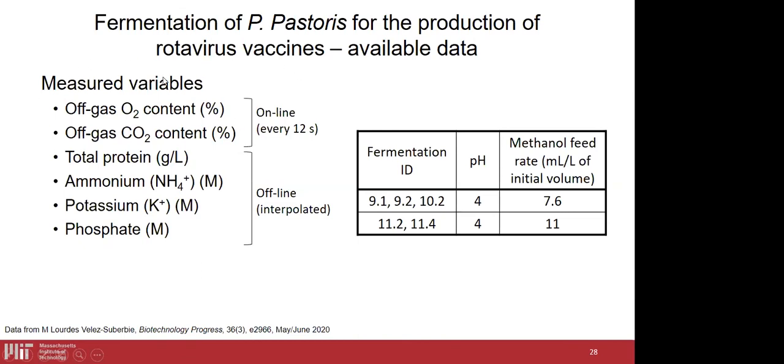So I've tried to formulate that as a classification problem, and I do have those different measured variables. I have the O2 content and the CO2 content, which is just what's coming out of the reactor measured. And I do have the amounts of protein, ammonium, potassium, and phosphate in my reactor. What is happening is that I have online measurements for the off-gas contents, which are measured every 12 seconds. But the concentrations of the different components are measured offline, manually, which means I do have them much less frequently than every 12 seconds.